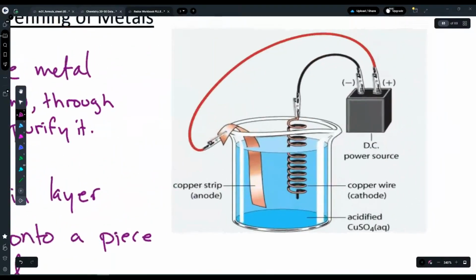Okay, so in this diagram here, here is our cathode, and this is where pure copper is going to be deposited. So your anode is going to decrease in mass, so it's going to be broken down through this process, and those pure copper ions are going to get reduced and deposited on the cathode there.